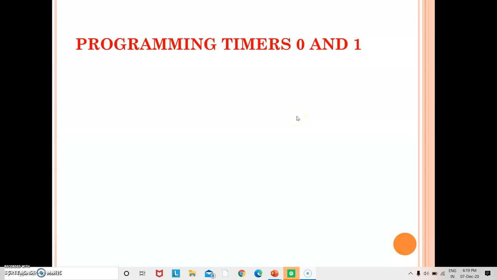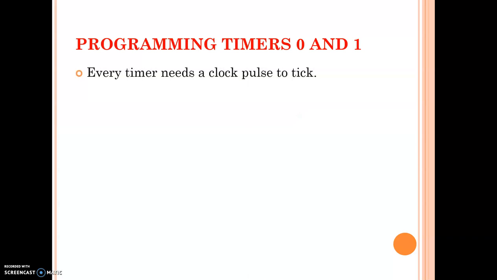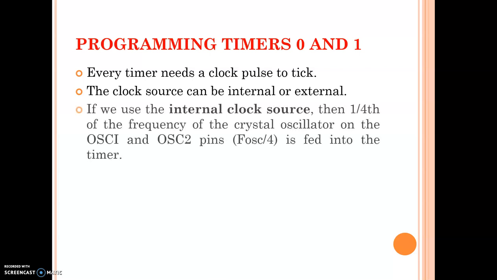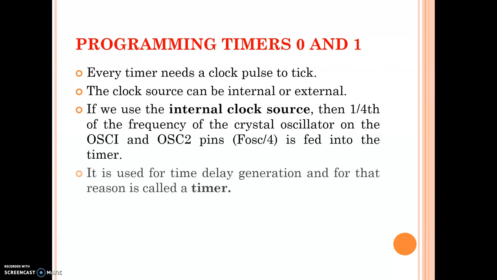Now let's discuss the programming for timer 0 and timer 1. Every timer needs a clock pulse to tick. The clock source can be internal or external. If we use the internal clock source, then 1/4 of the frequency of the crystal oscillator, which is applied on the oscillator 1 and oscillator 2 pins, is fed into the timer, and that is used to generate a time delay. For that reason, it is called the timer.